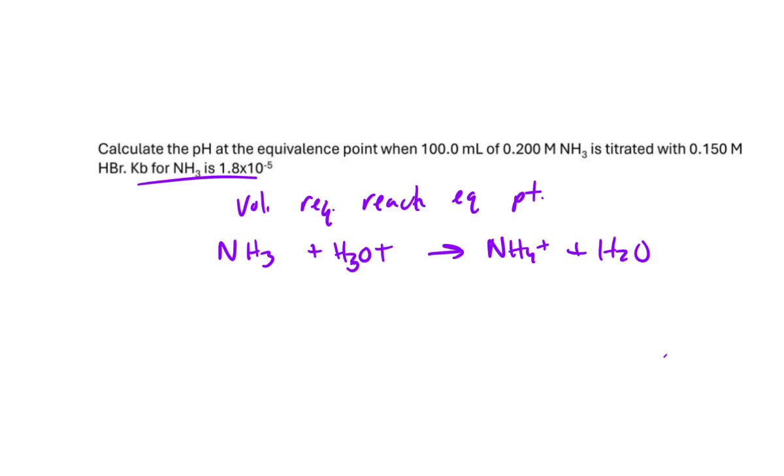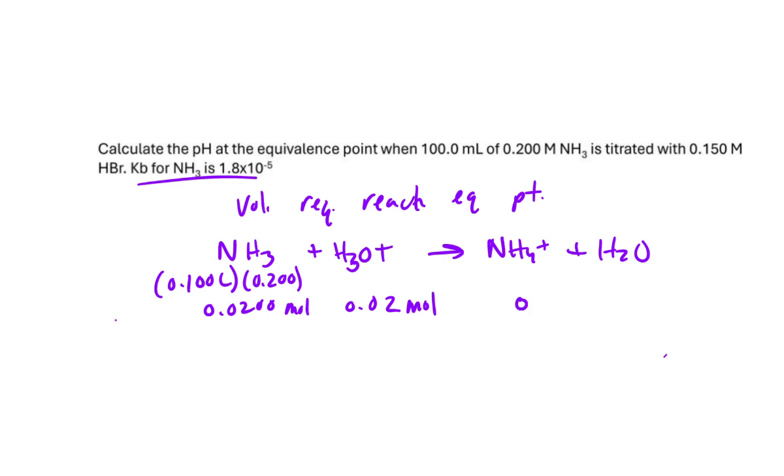Okay, I've been really sloppy with my phases today. That's all right. So we're using a reaction table. We need to use moles. We're starting with 100 milliliters of 0.2 molar NH3, or 0.1 liters times 0.2 moles per liter, which gives us 0.02 moles. Okay, at the equivalence point, we know that we've added the same number of moles of the titrant, H3O+ in this case, as we started with of the base. So I'm gonna write in there 0.02, okay? We know that that has to happen. That is the definition of the equivalence point.